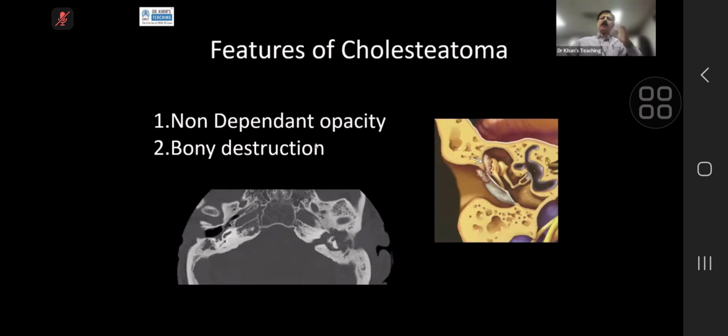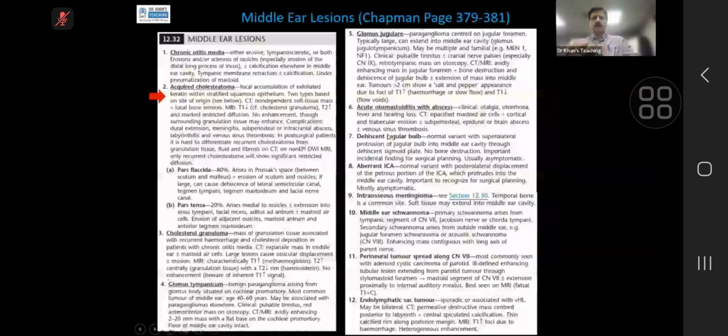We are going to see a few viva cases in the last 1 hour. First thing is cholesteatoma. Let me tell you a few theoretical points about cholesteatoma before we see the cases. Basically, what is happening in a cholesteatoma, so this is from Chapman.